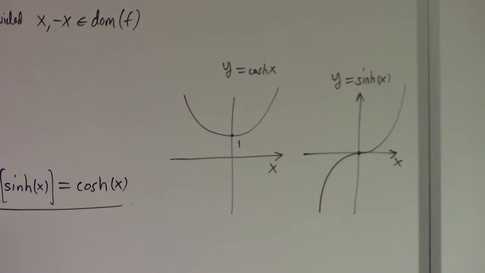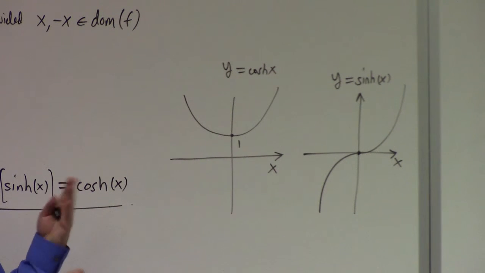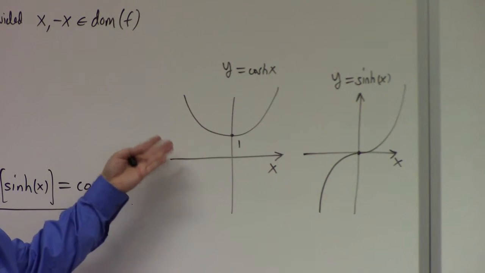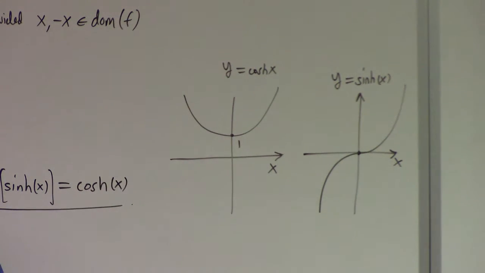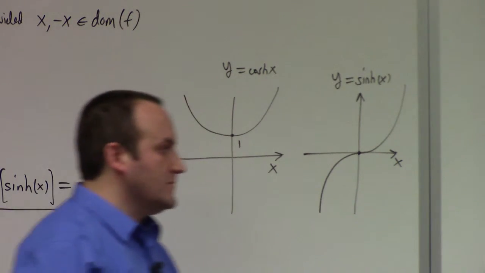I know it looks like I've just written a quadratic graph, a parabola, and this looks like a graph of a cubic, but that's just the limits of my artistry. These are exponential tails to the left and right.